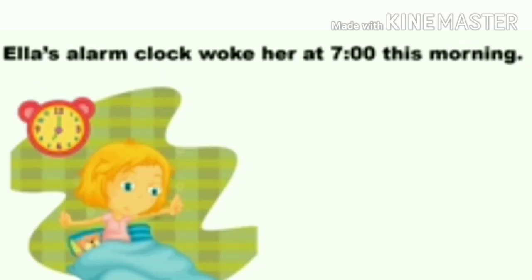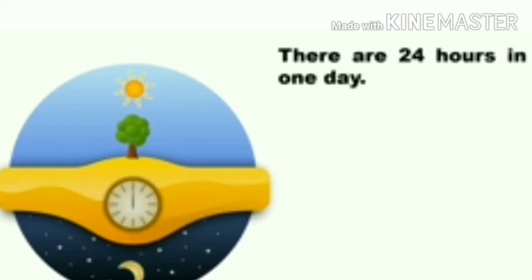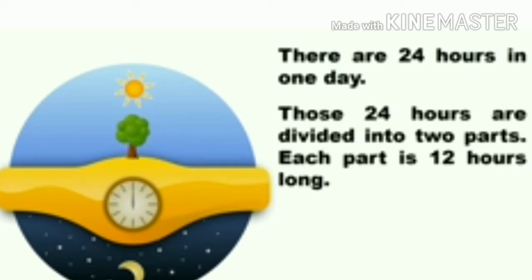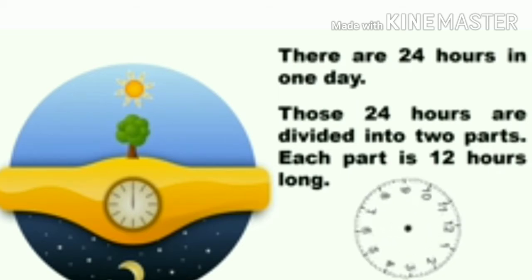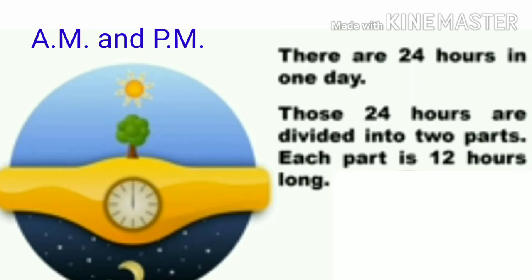Ila's alarm clock woke her at 7 this morning. How do we show that it is 7 in the morning and not 7 at night? So, there are 24 hours in one day, and those 24 hours are divided into two parts. Each part is 12 hours long. Students, note this down in your notebook.